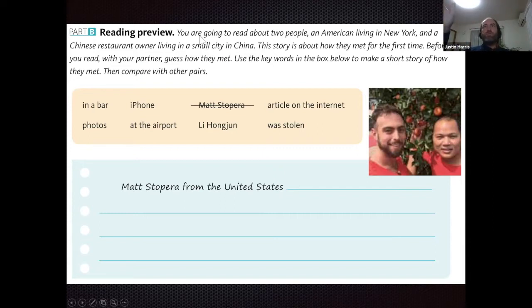So you're going to read about 2 people, an American living in New York and a Chinese restaurant owner living in a small city in China. This is a true story, by the way. Another thing that we tried to do is stick only to true things. We don't want like, why does John go to the movies with Mary, sort of things. We wanted to keep it like real as much as possible. So this story is about how they met for the first time. Before you read, with your partner, guess how they met. And use the keywords in the box below to make a short story of how they met, then compare with other pairs. It's a pretty classic sort of TBLT task.